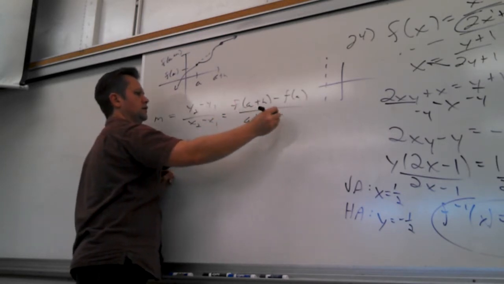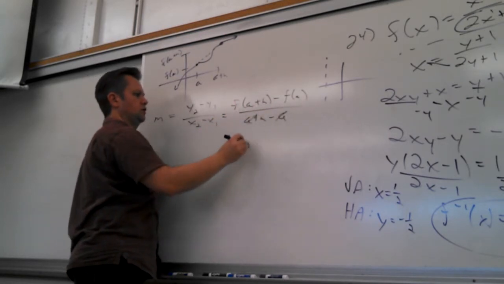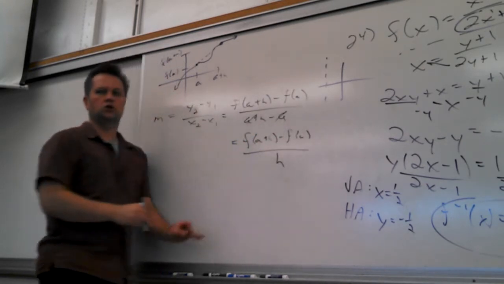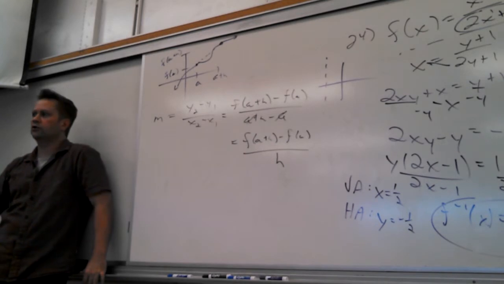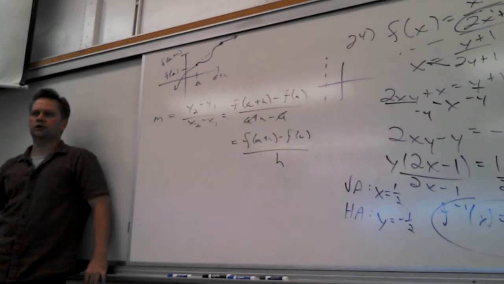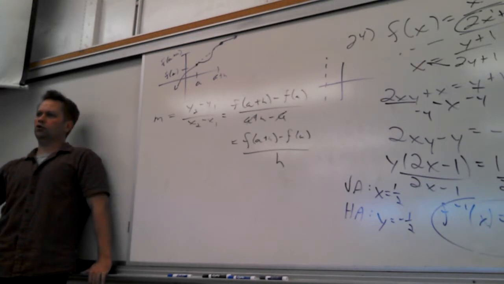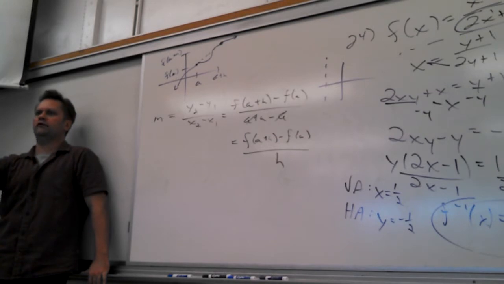How much did it run? A plus h minus a. So the a's cancel and you get the expression they're talking about in this problem. They call it the difference quotient. It is just the slope between two points on a function. Does the function have to be a straight line? No. You're just getting the straight line between two points on that function.